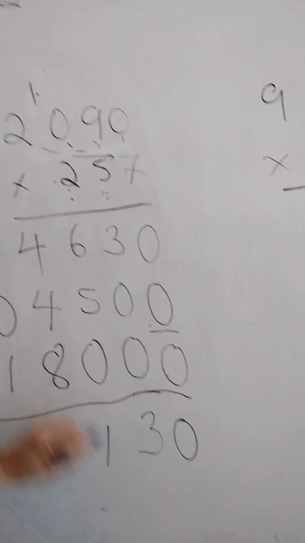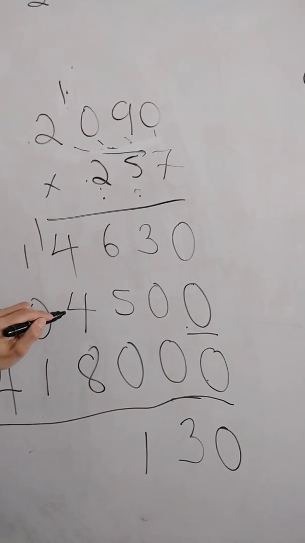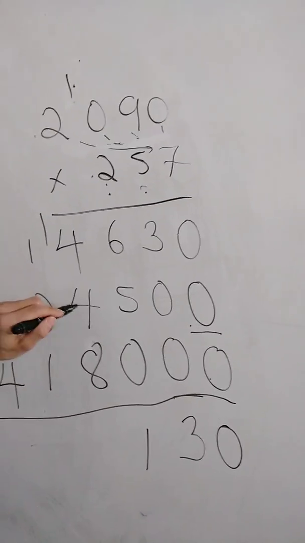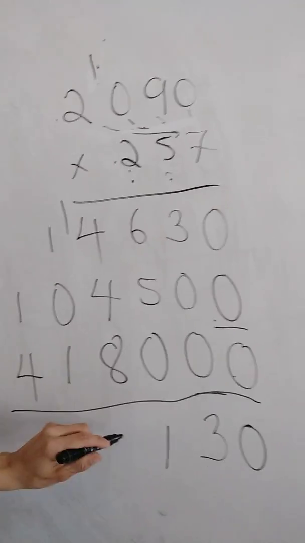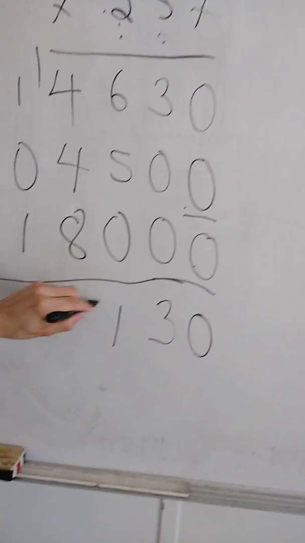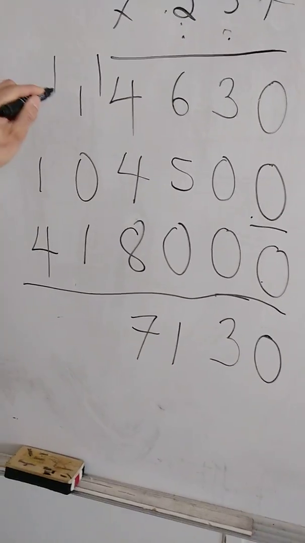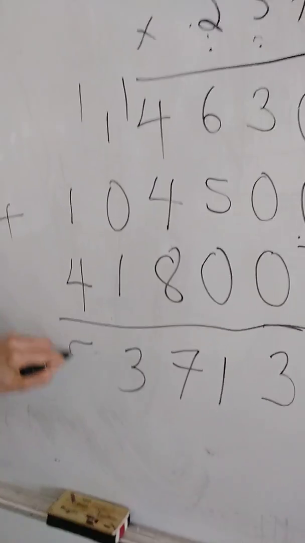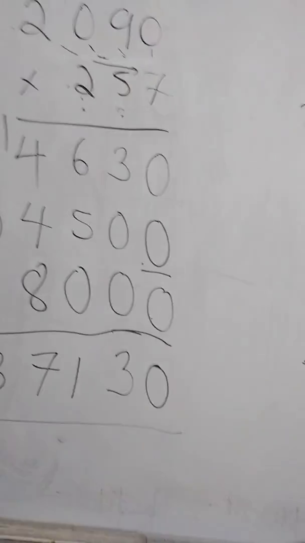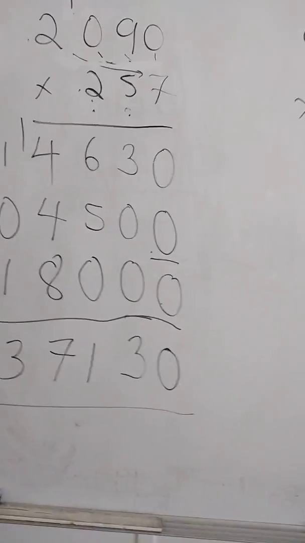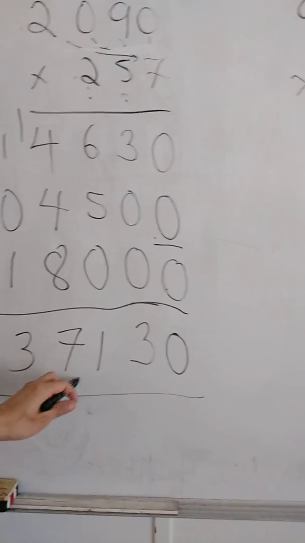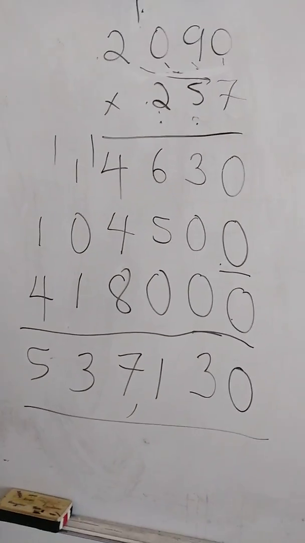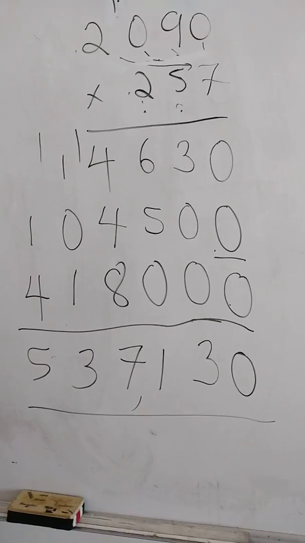6 plus 5, 11. 4 plus 4, 8. 8 plus 1, 9. 9 plus 8, 17. So 7, 1. 1, 2, 3, 3, 5. What a beautiful number, isn't it, eh? So what do we get? We get 537,130. Does that make number sense?